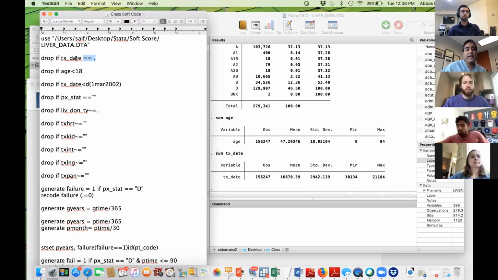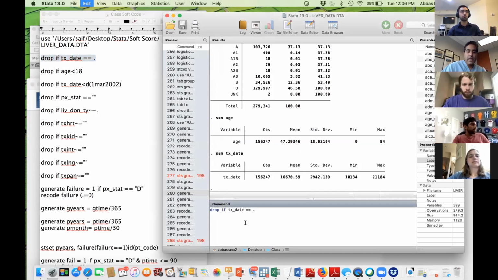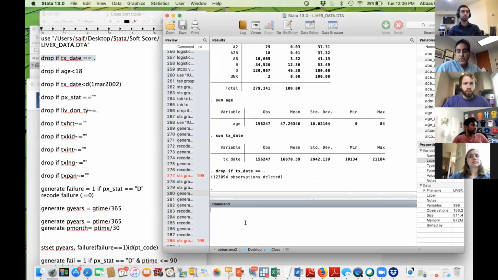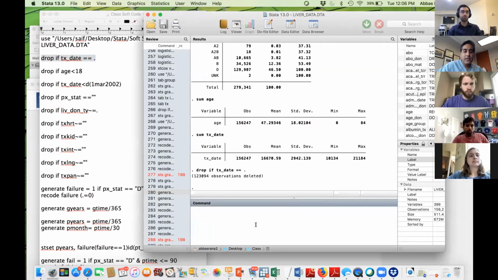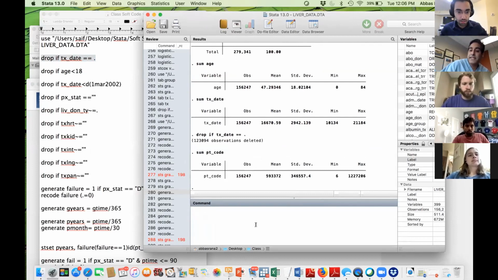The first line is drop if transplant date is equal to blank. And if you run it, you go drop if transplant date. 123,000 have been dropped, you can see. And that leaves us with patient code. I use patient code because it's a unique identifier for each patient: 156,000. So now I have a group that only includes people who got transplanted. So that's my first drop.